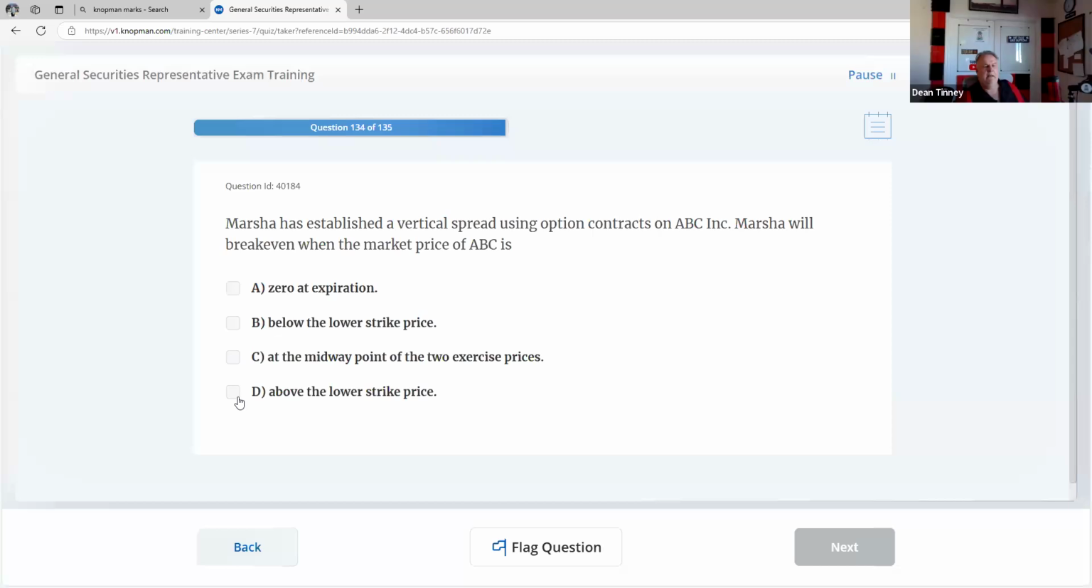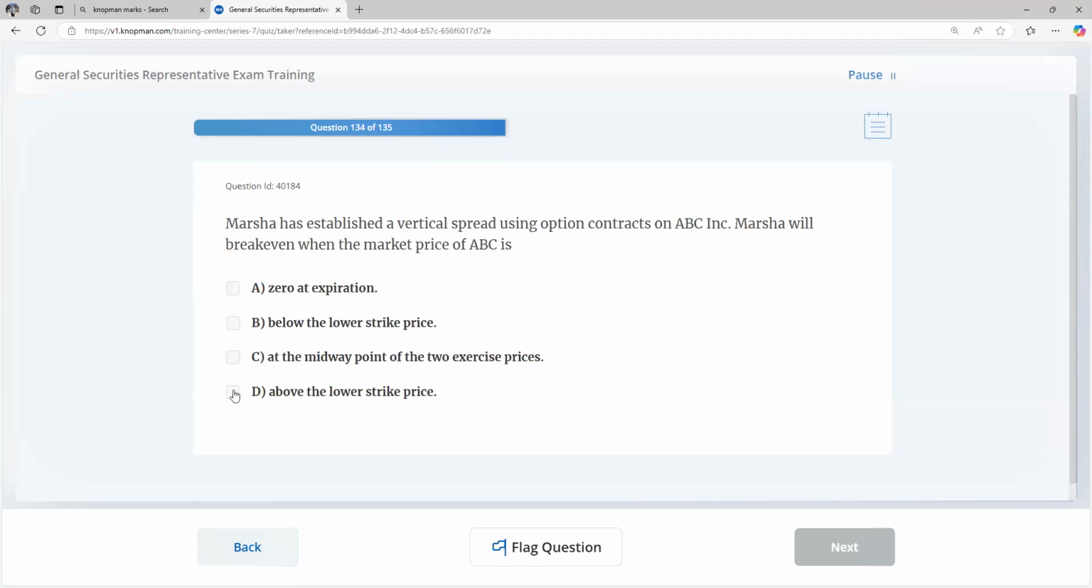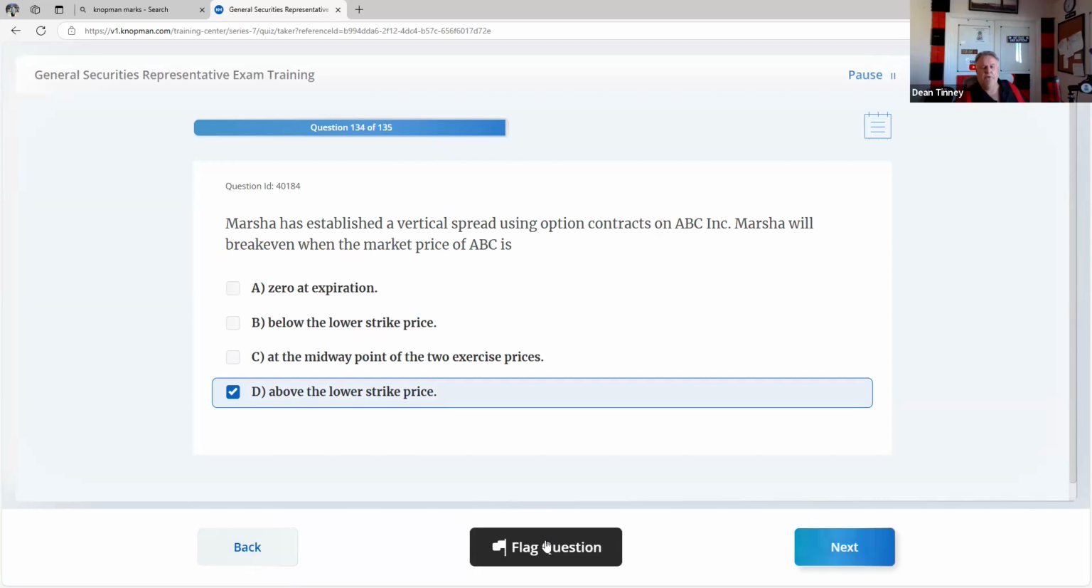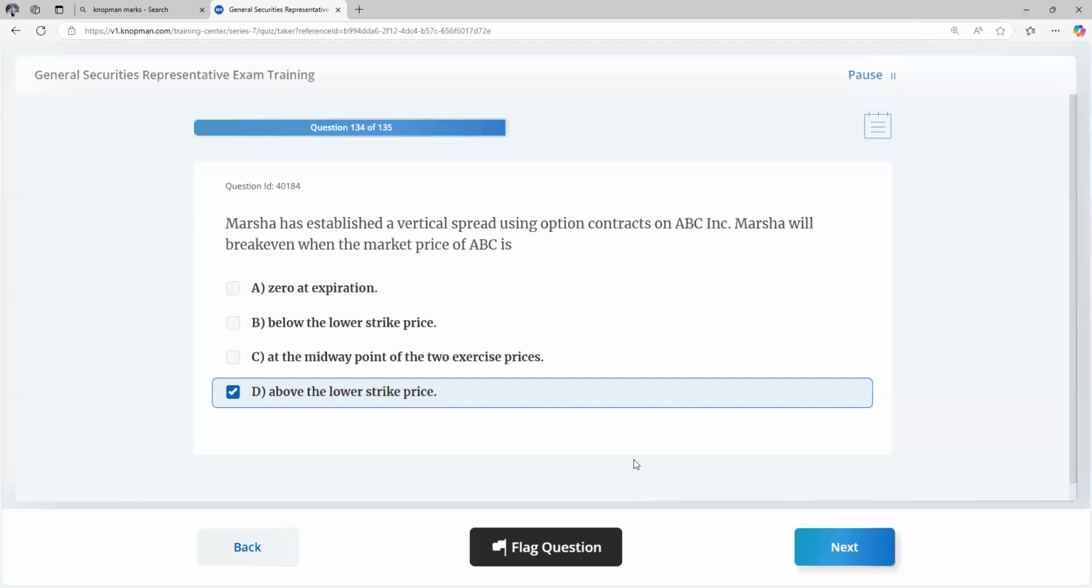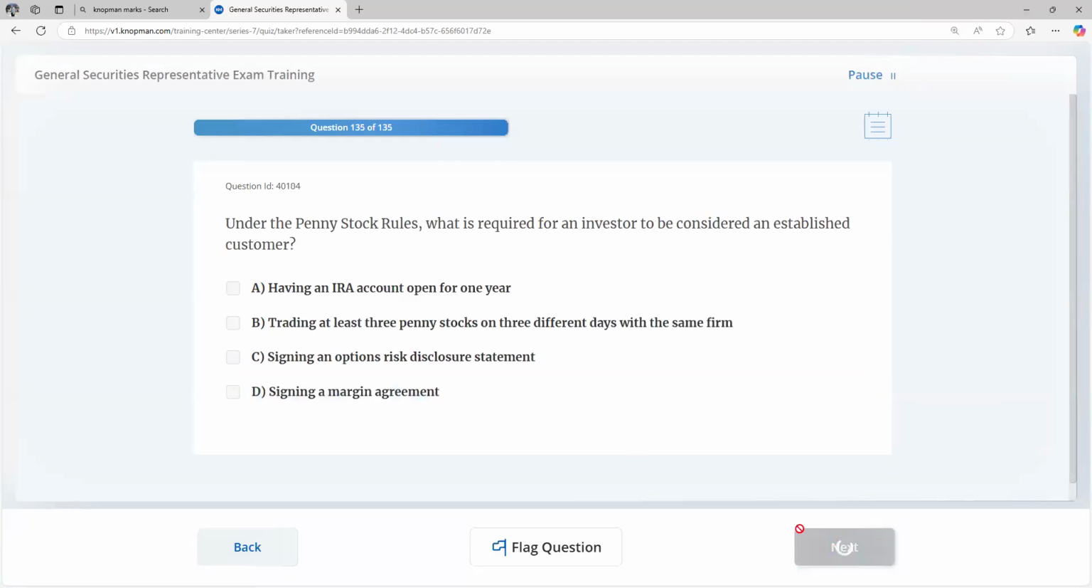I think it's got to be in between. I like above the lower strike because that would take into account both a put spread, the break even somewhere above the lower strike, and a call spread, the break even somewhere above the lower strike. I'm going to go for D, but boy, that's a tough one. It's either C or D. I'm going to go D. I'm pretty sure that's going to be correct, because whether it's a put spread or a call spread, it'd be somewhere. That is a hell of a judgment question. You guys are something else.